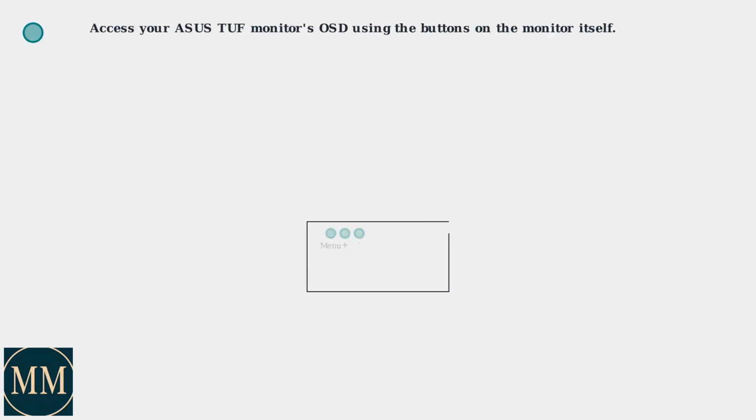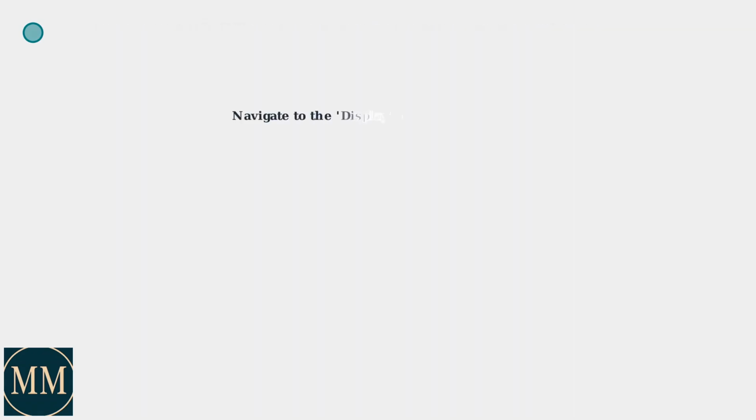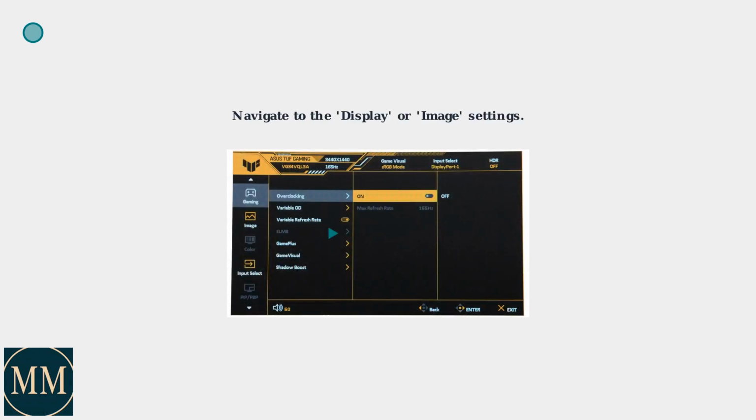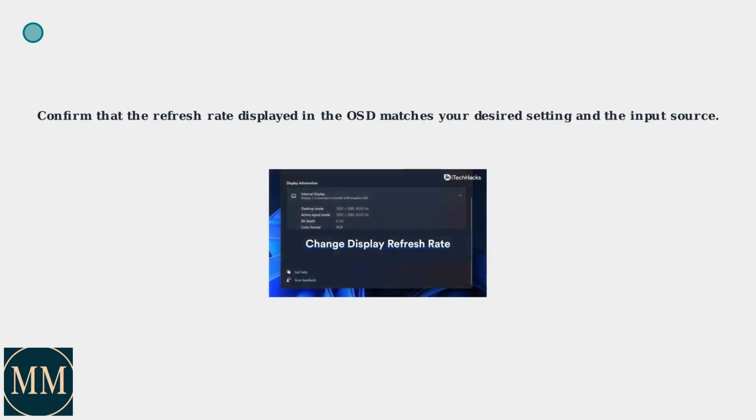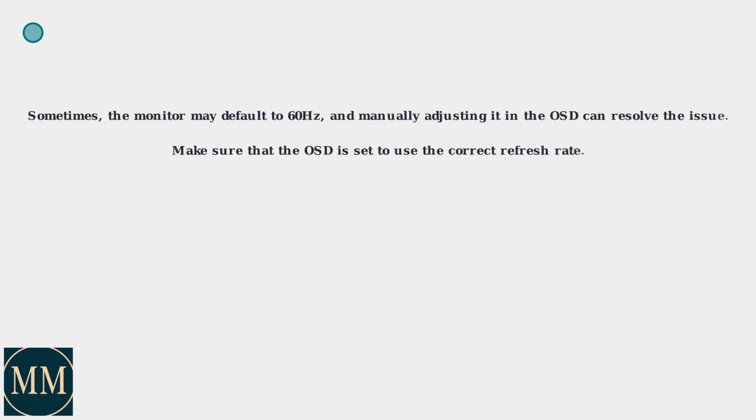Access your ASUS TUF monitor's OSD using the buttons on the monitor itself. Navigate to the Display or Image settings. Confirm that the refresh rate displayed in the OSD matches your desired setting and the input source. Sometimes the monitor may default to 60 Hz, and manually adjusting it in the OSD can resolve the issue. Make sure that the OSD is set to use the correct refresh rate.